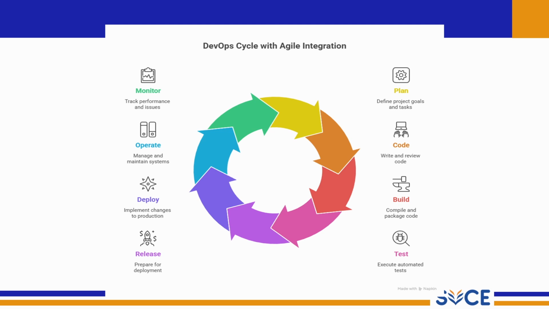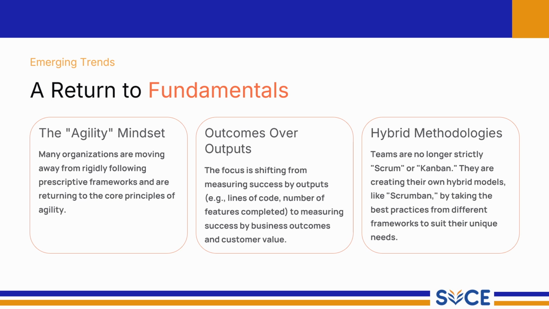Finally, test, execute and automate the tests, and then monitor, track the performance and issues, and operate, that is manage and maintain the system. After that, deploy the code, implement the changes to production. Finally, release the product or software and prepare for the deployment. In the next slide, we'll see the emerging trends.